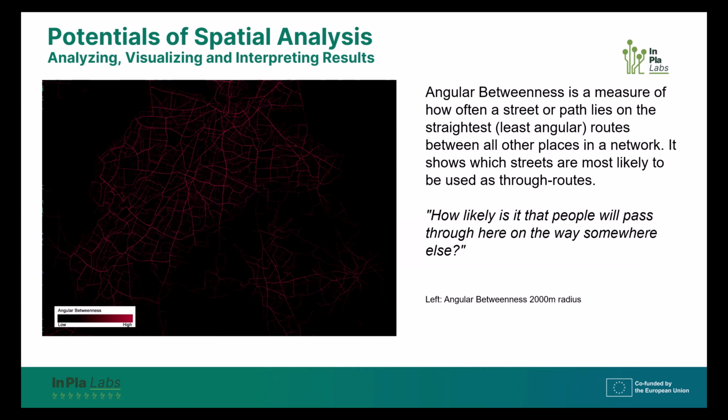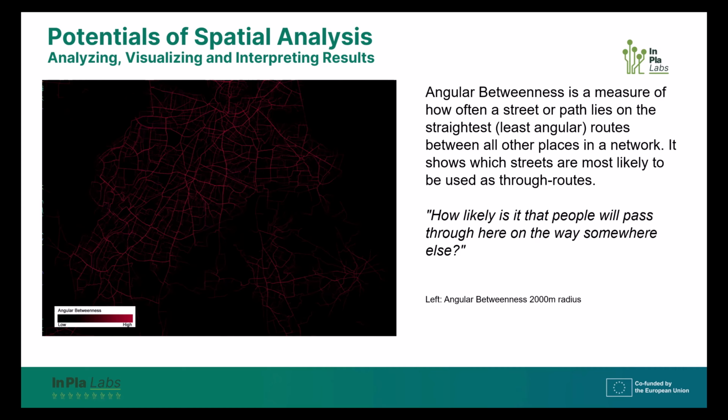So moving on, Mariam actually mentioned these two different kinds of analysis before. So apart from integration, another kind of analysis is betweenness. And again, angular betweenness is a very common measure of betweenness. So this is about movement through space. It measures how often a street segment lies on the straightest routes, so the routes with the fewest and least sharp turns in the network.